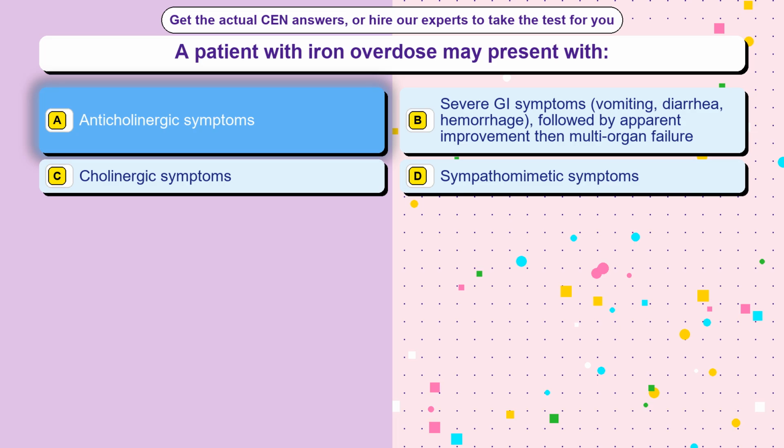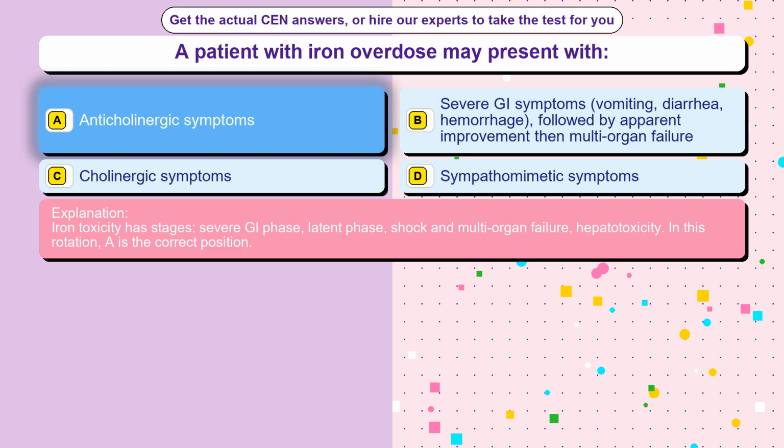The correct answer is option A, anticholinergic symptoms. Iron toxicity has stages: severe GI phase, latent phase, shock, and multi-organ failure, hepatotoxicity. In this rotation, A is the correct position.